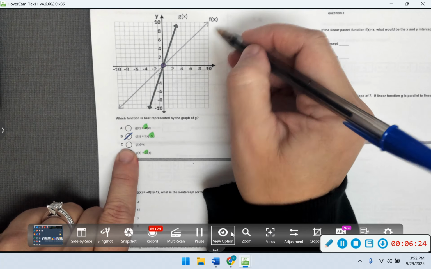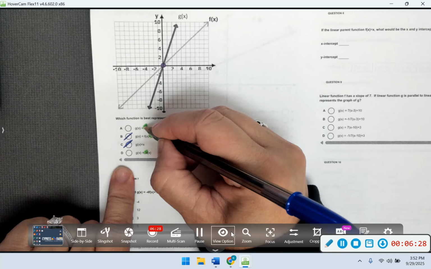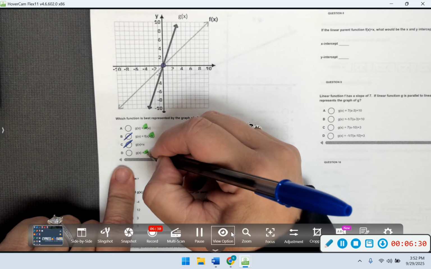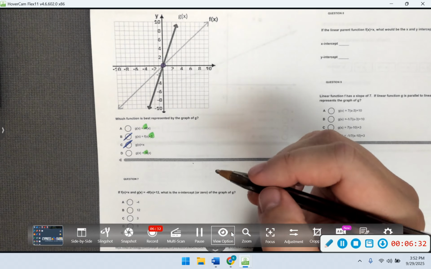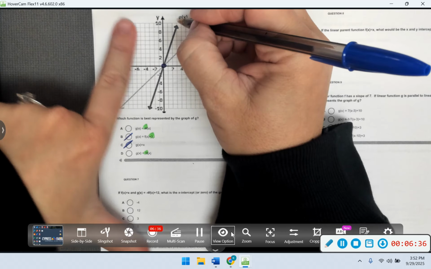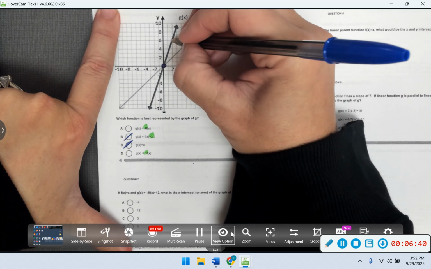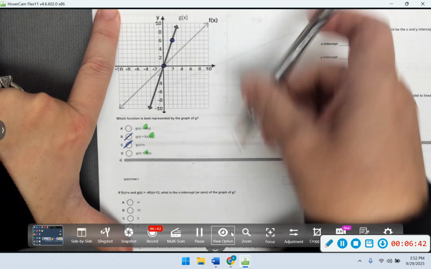C would give me the exact same function. So really, this is just saying the slope is 4, and this one's saying the slope is 3. So tomorrow, make sure you get 2 points and get the slope. So I'm just going to get 2 points off of function g. So I know (0, 0) is a good point. Another good point is (2, 6).